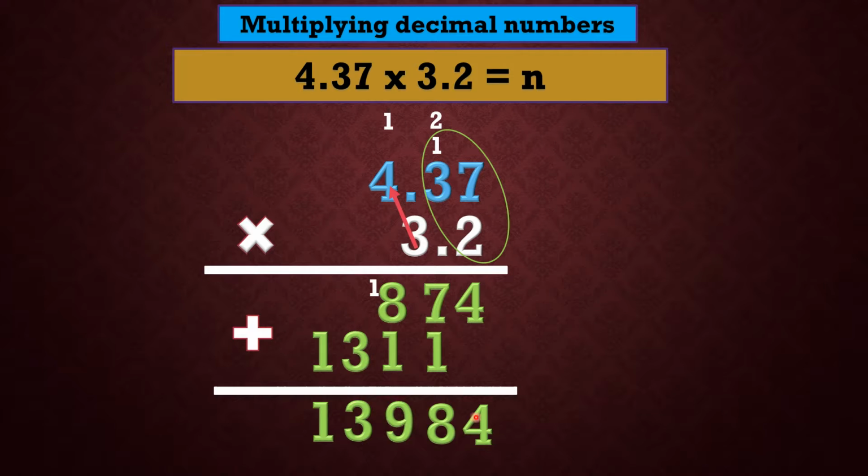So we're just going to move the decimal point from the right of our answer to the left 3 times para malocate natin kung saan natin ilalagay ang decimal point. So everybody, let's count from the right. 1, 2, 3. So we're going to put our decimal point between 3 and 9. So there you go. The final answer is 13 and 984 thousandths. So that's how we're going to multiply decimal numbers.